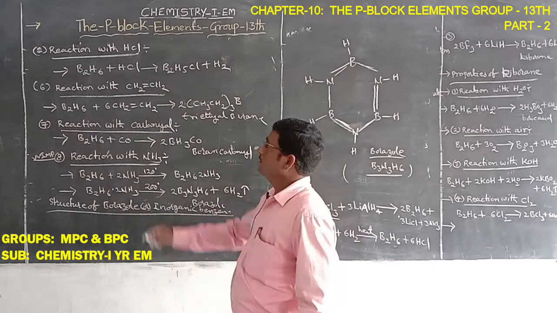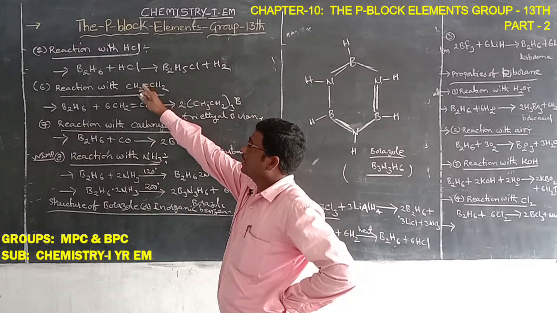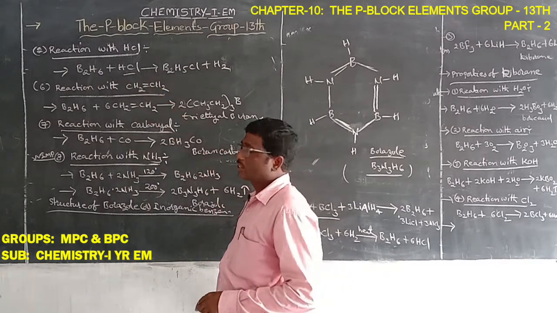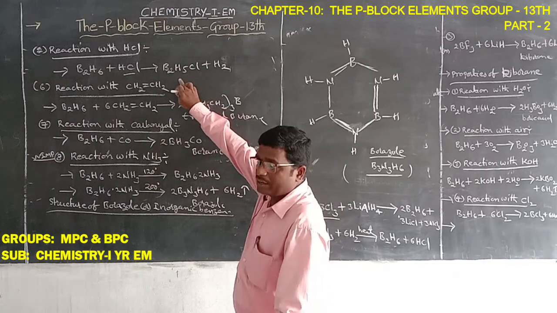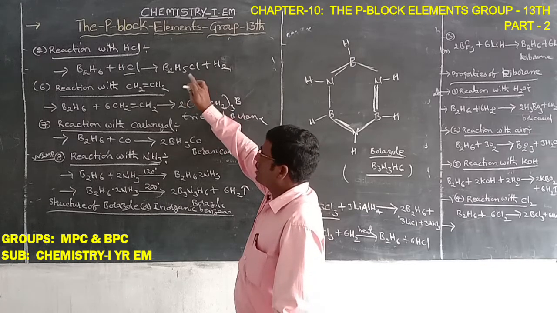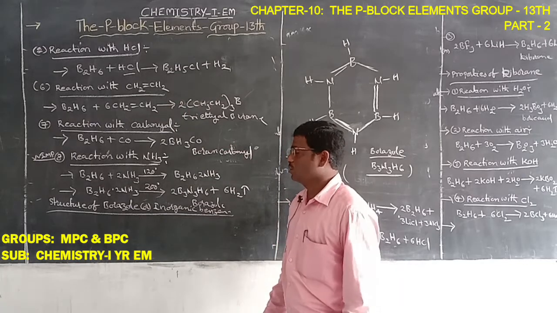The fifth one: diborane treated or reacted with hydrochloric acid, HCl, forms chlorodiborane, formula B2H5Cl. That is also known as chlorodiborane. That is the reaction with hydrochloric acid.